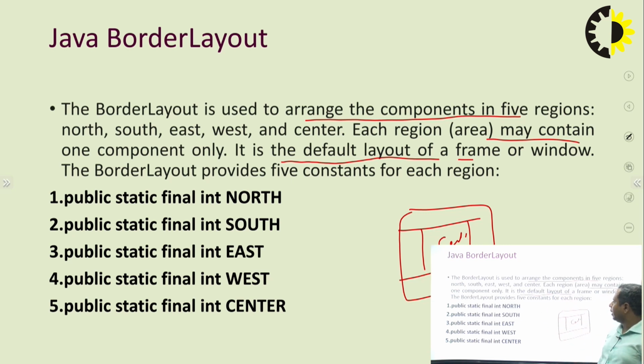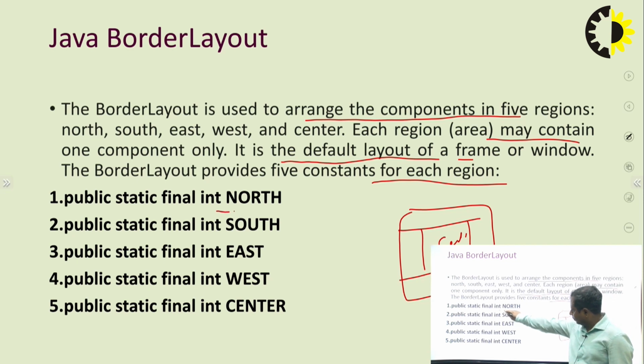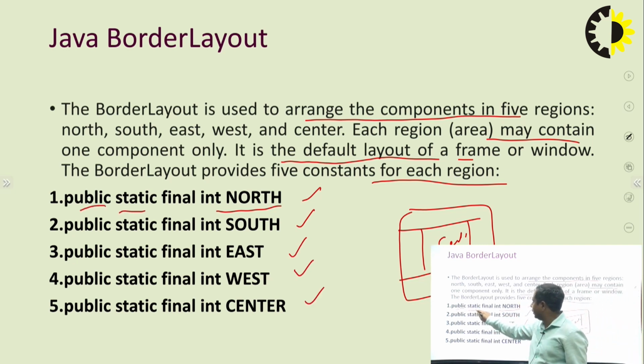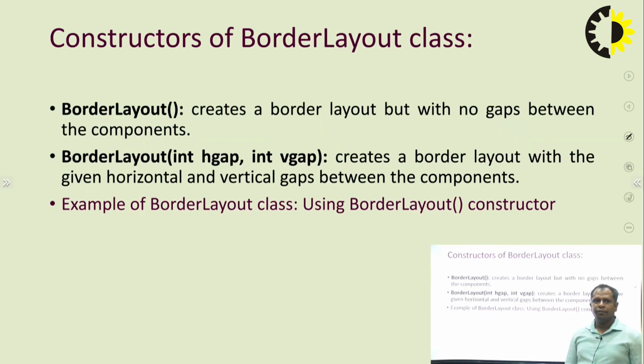The BorderLayout provides 5 constraints for each region. These are integer type variables: NORTH, SOUTH, EAST, WEST, CENTER, which are already defined as public, static and final.